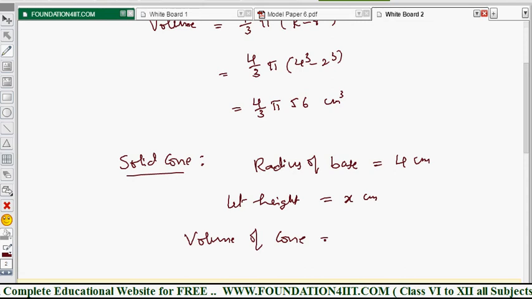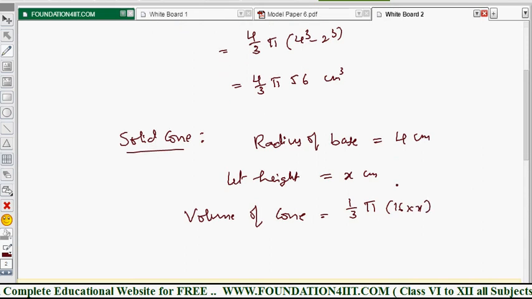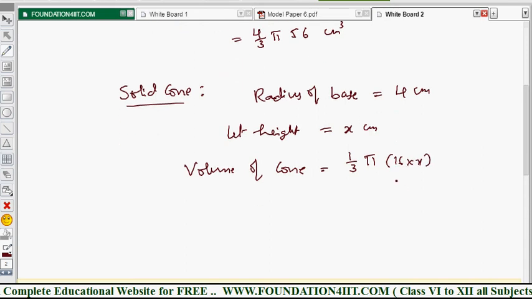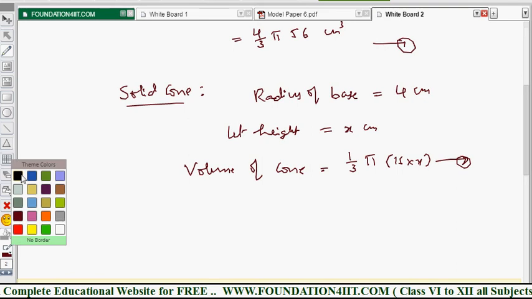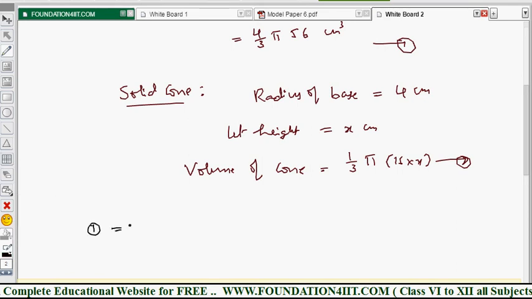So the volume of the cone formula is 1 by 3 pi r square h. That means 1 by 3 pi into 16 into x. So according to the question, these two values are the same, first and second. As per the question, these both are equal because they just melted. That means volumes never change. Then 1 is equal to 2.